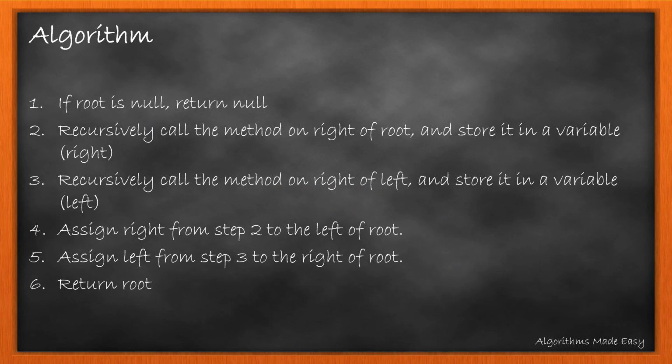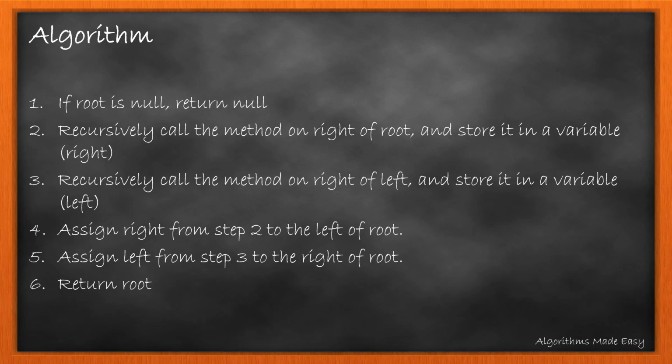If the root is null, which means the tree is empty, in this case we will return the root as is. Else, we will recursively call the function on right and left of the root. While recursively calling the function on right, we will store its answer in a variable, say right. Similarly, while calling on left, we will store the answer in a variable left. We will then swap the nodes by assigning the right from step 2 to the left of the root and the left from step 3 to the right of the root. At the end, we will return the root.